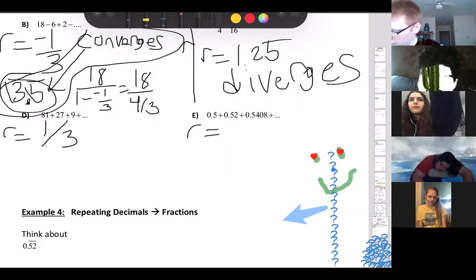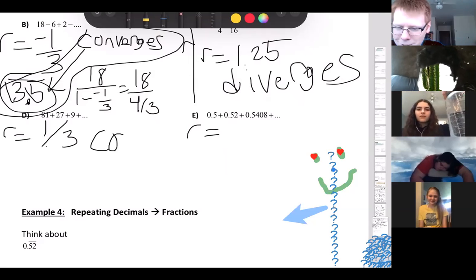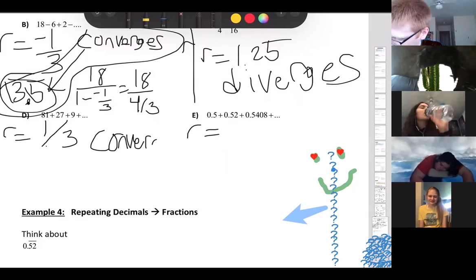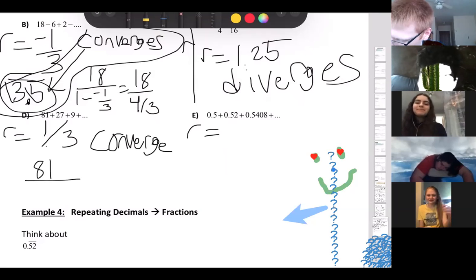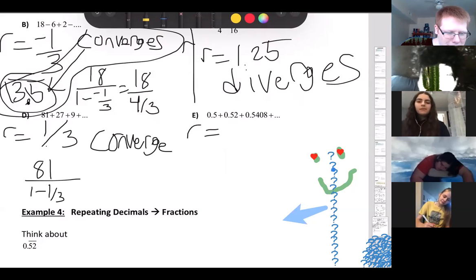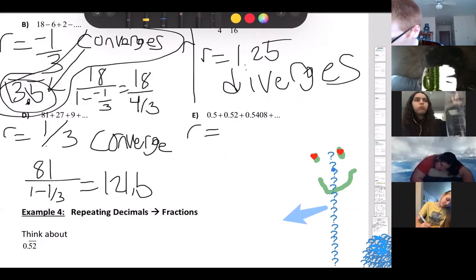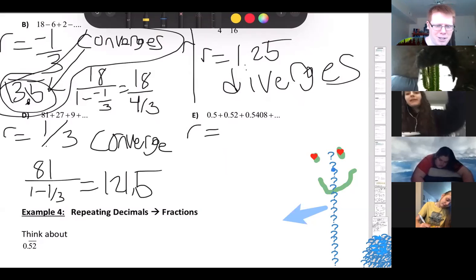All right, so this means it does converge. So we'd use that formula: A1 over 1 minus our R. So 81 over 2/3. Let's see what they got. They got 121.5, which at least makes sense. It should get bigger. You're welcome to double check.